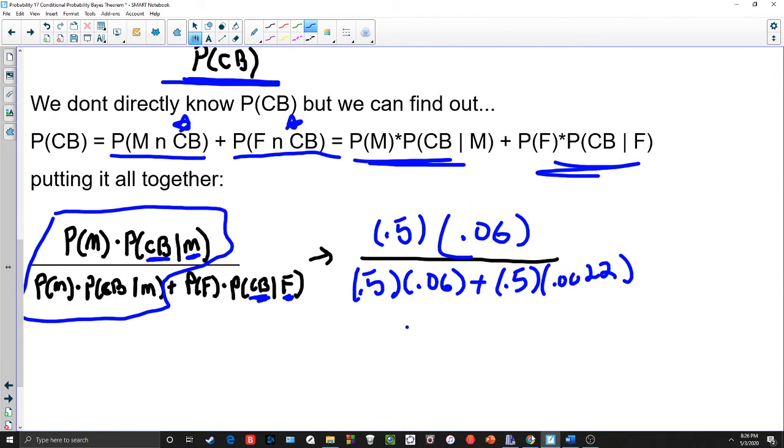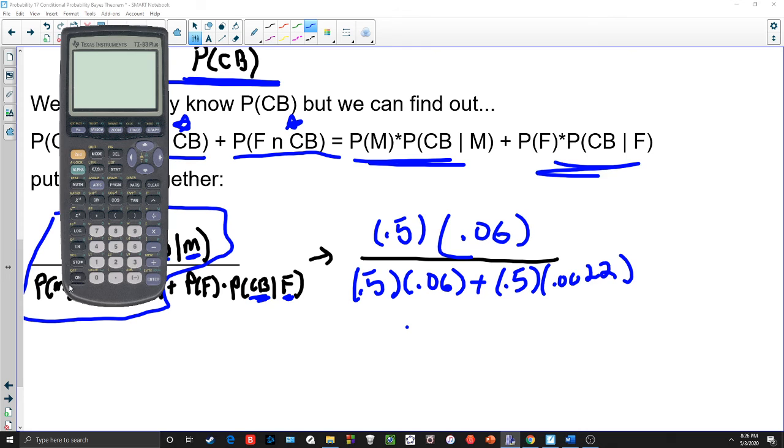But again, I'm just going to plug this into my calculator here. So get my calculator back up here. 0.5 times 0.06 divided by 0.5 times 0.06 again, plus 0.5 times 0.0022. And we end up with about a 0.964, or that 6 rounds the 4 up to a 5.